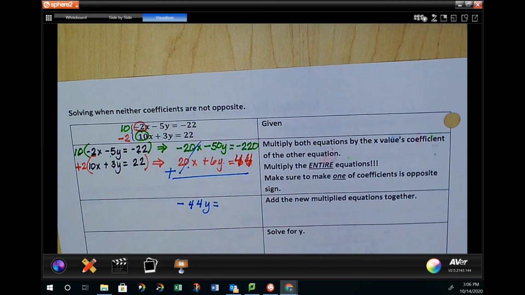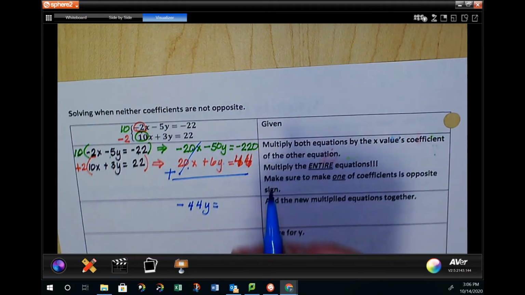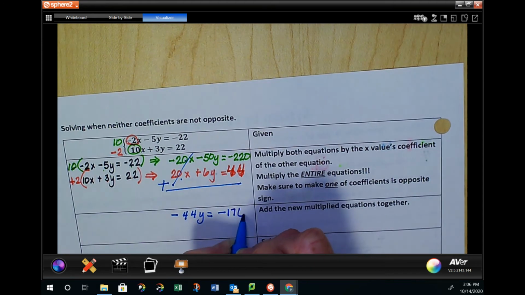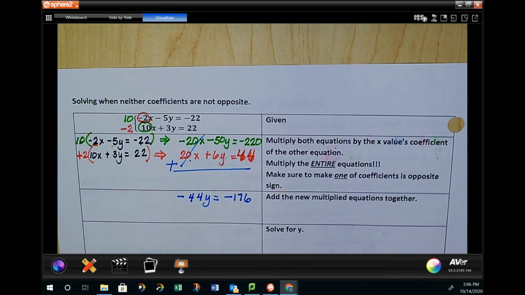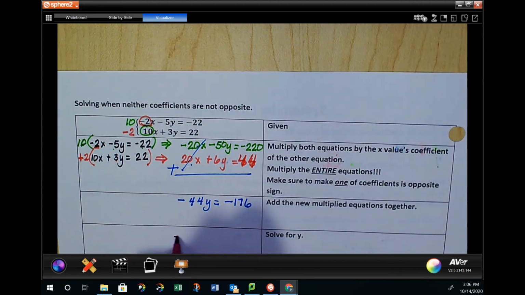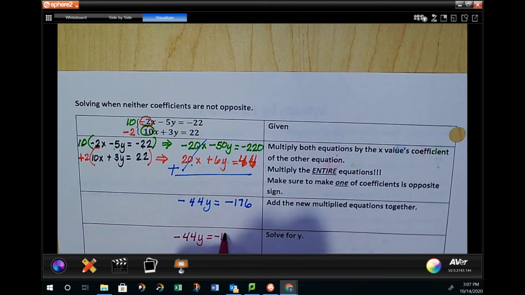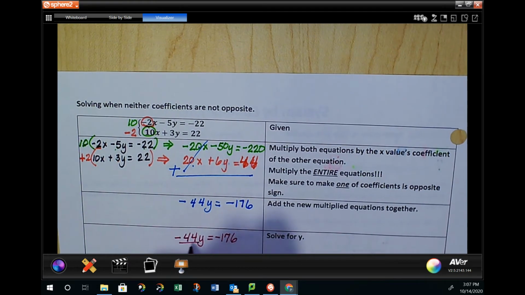So negative 220 plus 44 gives me negative 176. You add those two equations together. So now we're going to go through and solve for y. So negative 44y equals negative 176, divided by negative 44.